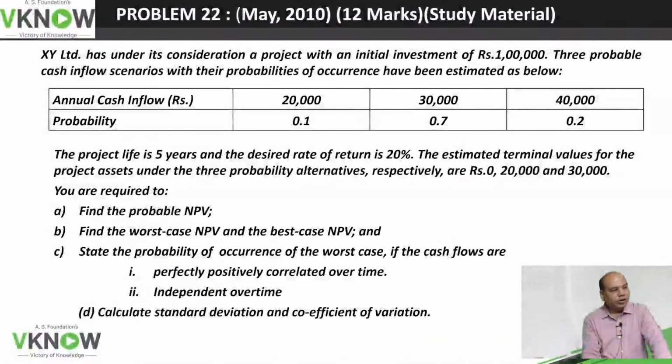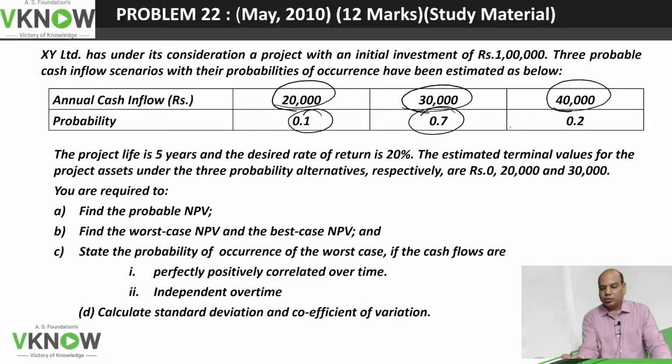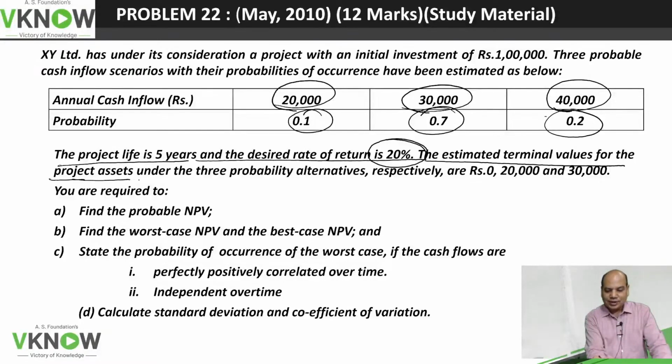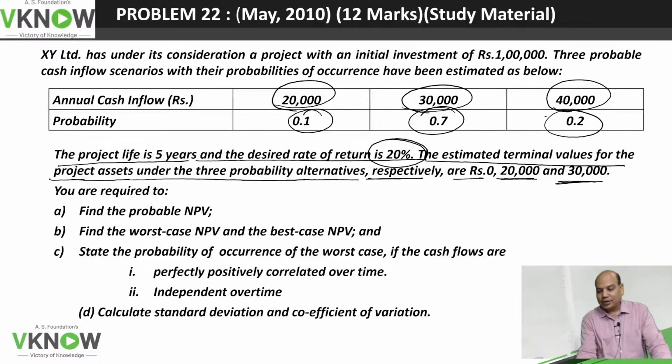Now we'll come to question number 22. XY Limited has under its consideration a project with an initial investment of rupees 1 lakh. Three probable cash flow scenarios with their probability of occurrence are estimated below. So you can get annual cash flow of 20,000 or 30,000 or 40,000 with probability 0.1, 0.7, 0.2. Project life is 5 years and estimated desired rate of return is 20%. The estimated terminal value for the project asset under the three probability alternatives respectively are 0, 20,000 and 30,000.